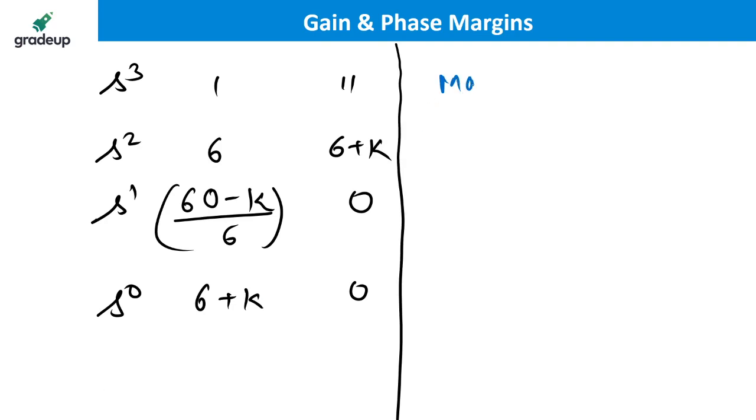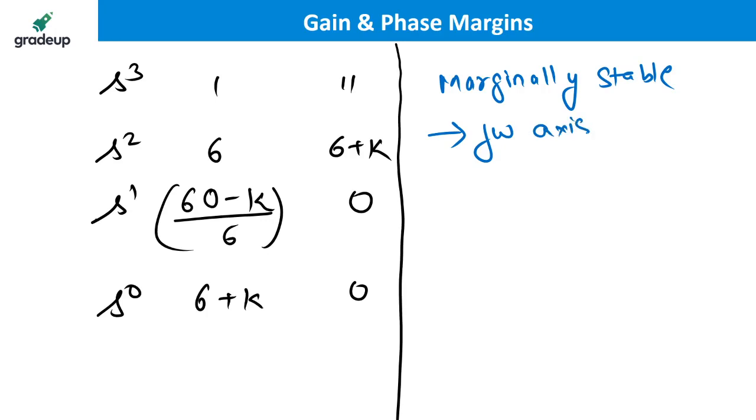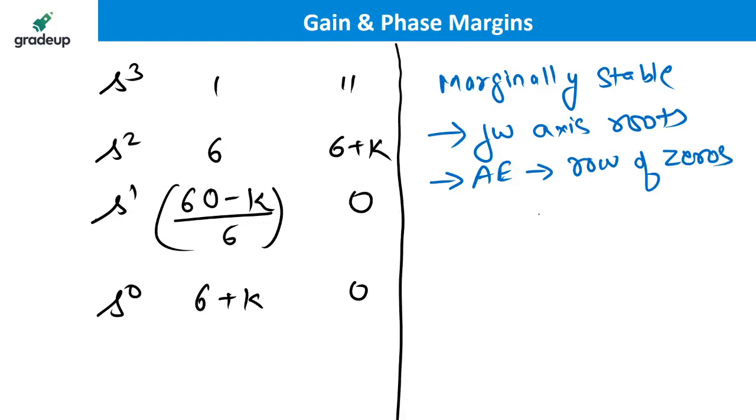We want the system to be marginally stable. That means it should have j omega axis roots. J omega axis roots are possible with an auxiliary equation. Auxiliary equation is possible if you have a row of zeros. A row of zeros can always occur in the odd power row only. The odd power means s power 3 or s power 1.